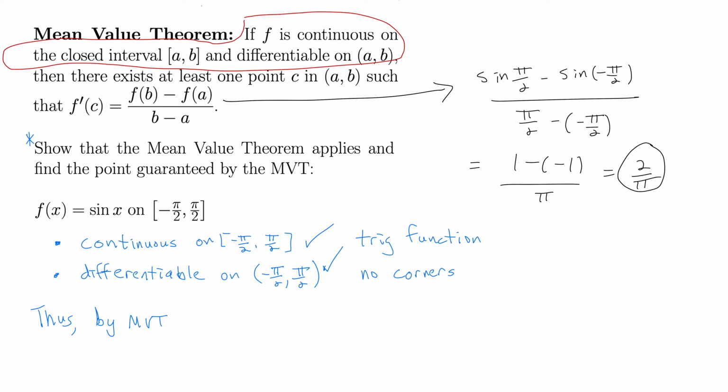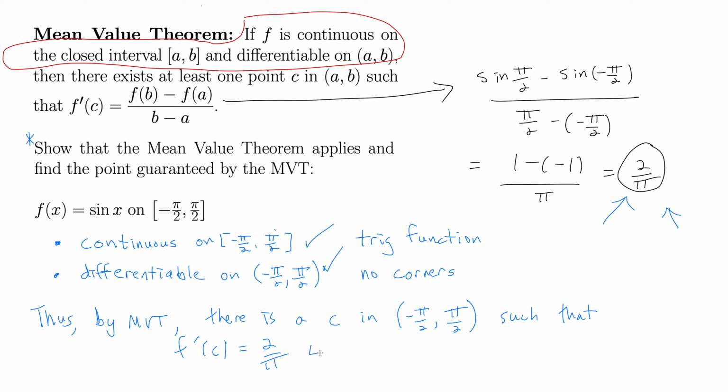So then, back to our theorem, the mean value theorem guarantees us there is a c in this open interval, negative pi over 2 to pi over 2. Open interval means it has soft parentheses. It doesn't include the endpoints, such that f prime of c equals what? Well, it equals this secant line slope here, 2 over pi. And thus we have completed the proof. You can put a little proof box there, though you don't have to.